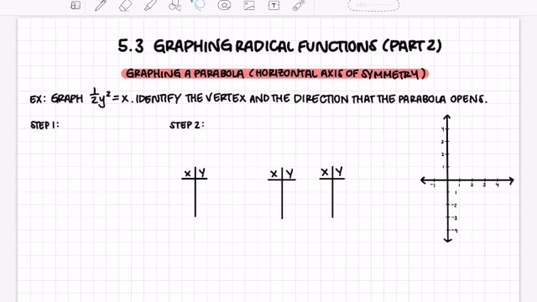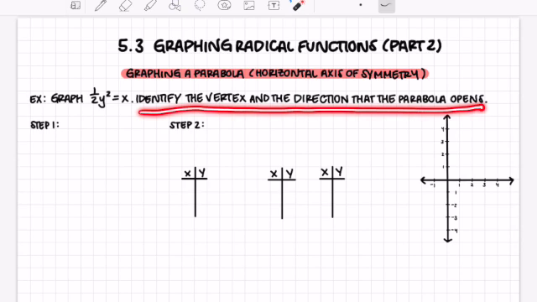Hi guys, so today we're going to be looking at chapter 5 section 3, graphing radical functions part 2. What we're going to be doing is graphing a parabola with a horizontal axis of symmetry. So let's say, for example, we're asked to graph 1/2 y^2 = x, and we're asked to identify the vertex and the direction in which that parabola opens.